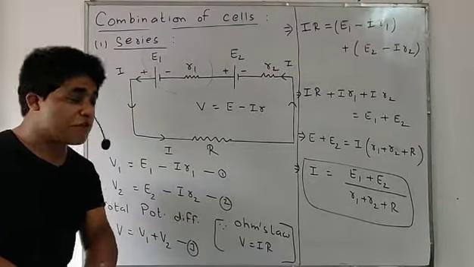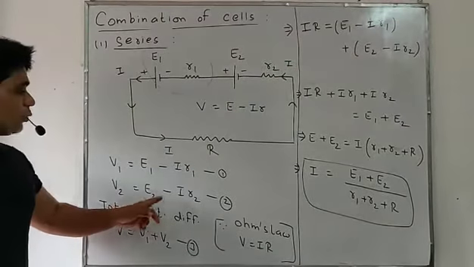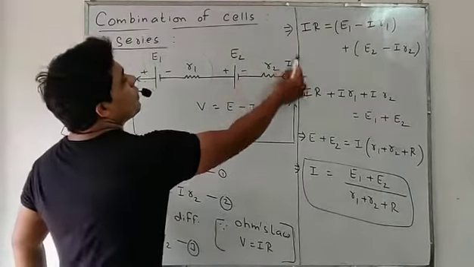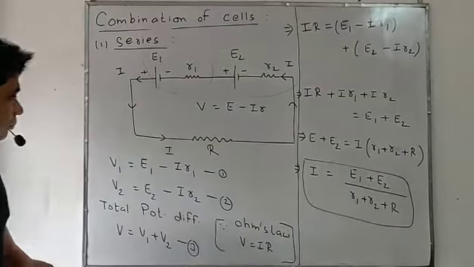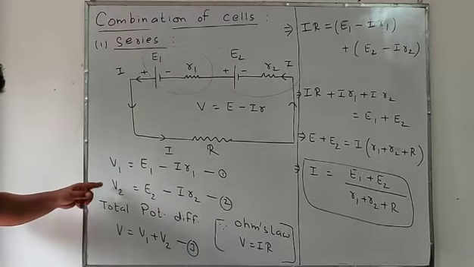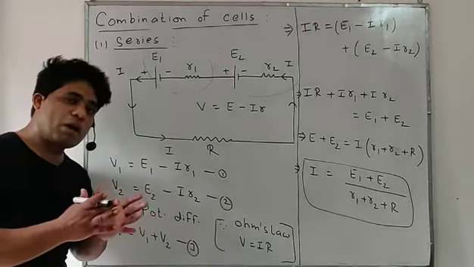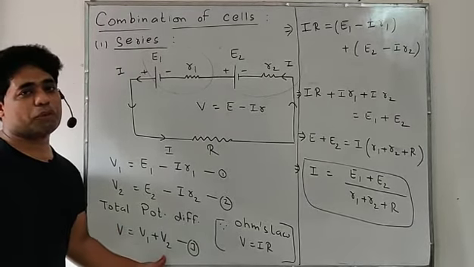Similarly, what will be the potential difference for the second cell? E2 minus IR2. We took the difference of the potential of the cell and the internal resistance using this formula. So this is the potential difference for the first and the potential difference for the second. What should be the total potential difference? We'll add: V equals V1 plus V2.